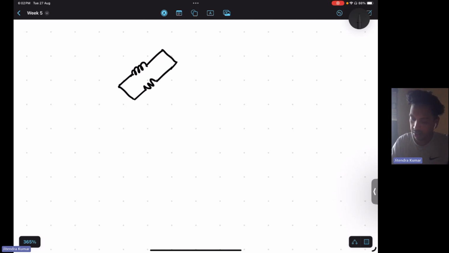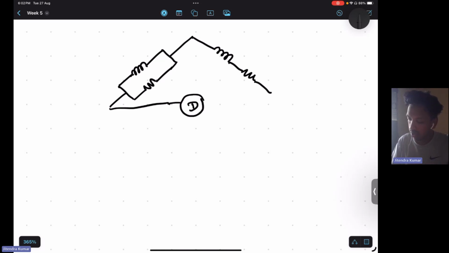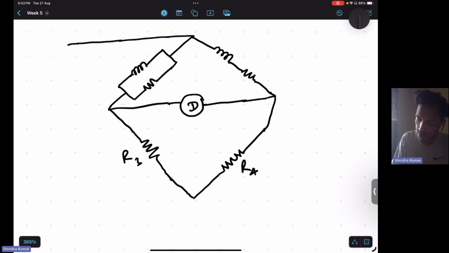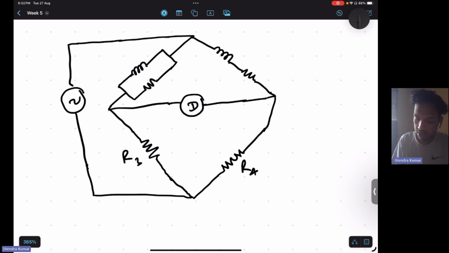One inductance and resistance are connected in parallel, and in the other branch, another inductance and resistance are there. Here the deflection will be measured with the help of a galvanometer. In another branch, another resistance R3 is connected, and in the last or fourth branch, another resistance R4 is connected. They have been fed with an AC supply E.